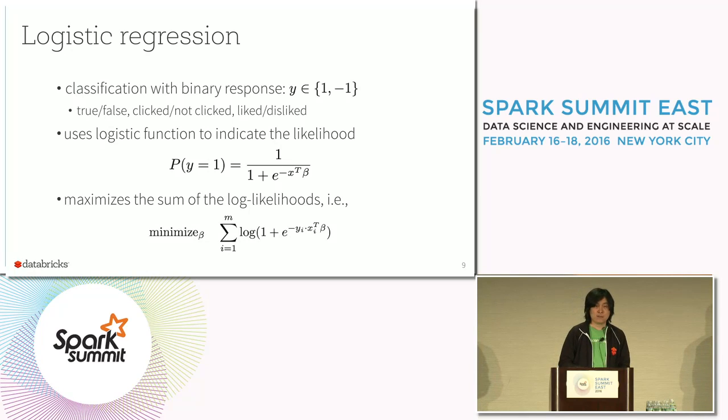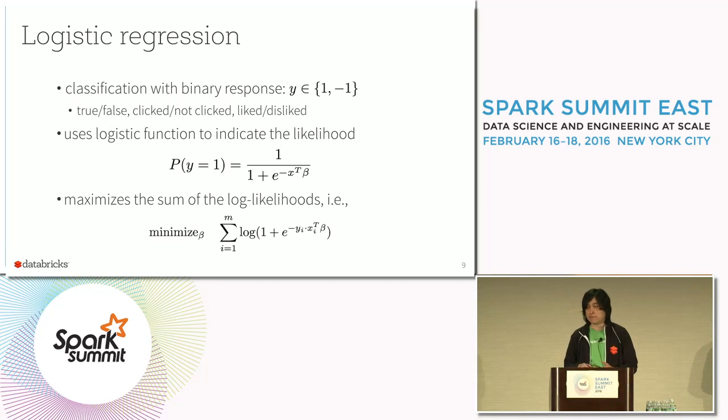And it could be, in your implementation, just a true or false. It could be just a user clicking on some ads, or the user just ignoring it. Or someone likes a movie or dislikes a movie. For this one, people use the logistic function to indicate the likelihood. And it's 1 over 1 plus some exponentials.